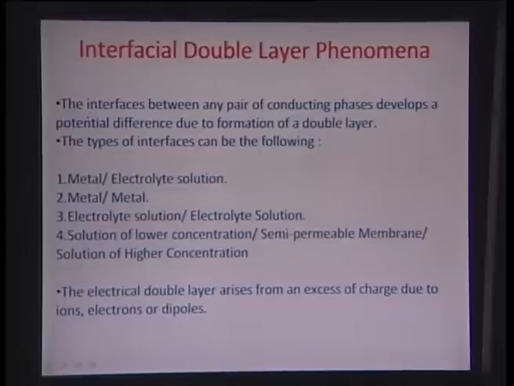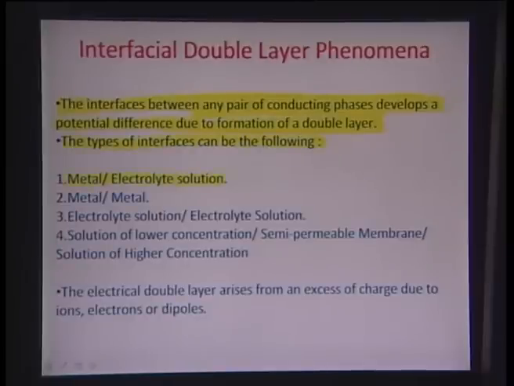So, let us look at this problem a little more closely and try to make an analytical model for it. Let us first try to find out what happens at the interface between a pair of conducting phases. The phases can be a solid electrode, two liquids, a liquid and a solid, or a solid and a solid. At the interface between any pair of conducting phases, there always develops a potential difference, okay, due to the formation of this double layer. We have been off and on talking about what the double layer is in our earlier electrochemistry lessons, okay.